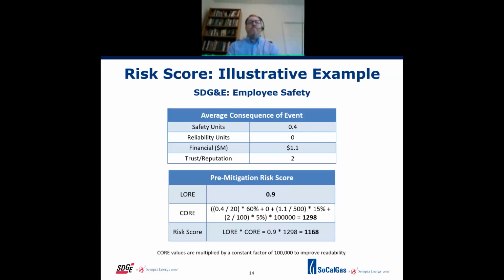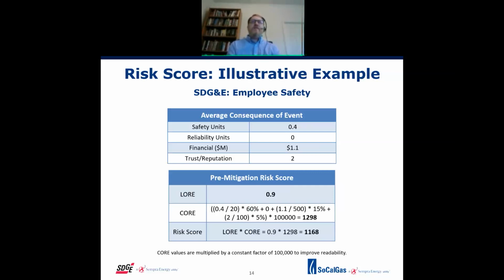Then separately, we ask ourselves, well, how likely is the event to occur? Remember, the top part there is if it were to occur, how bad would it be? And then the lower part here is the likelihood of the event. And we're saying it's 0.9 in a given year that there will be an event. So let's walk through how the core uses the risk quantification framework to calculate a quantified core number.